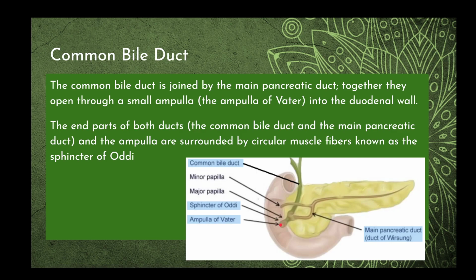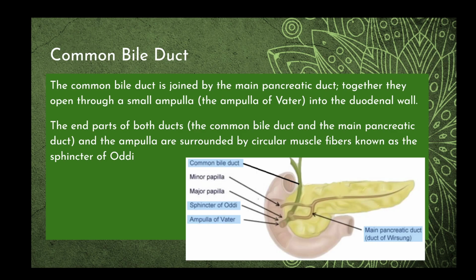We didn't get to that. So another fancy name, remember this name, ampulla of Vater, is the hole that the common bile duct and the pancreatic duct empty into the duodenum. And then there's this tiny little circular muscle called the sphincter of Oddi at the end of it. All right, so there's a couple more names that you do need to know.